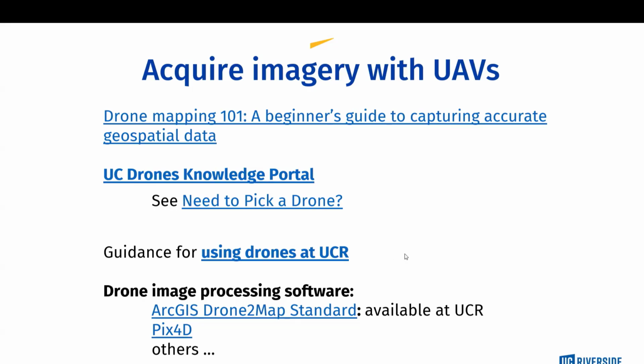Once you use a drone and capture imagery with it, that's great. But then what do you do with that imagery? How do you make it into something usable for you? So there are software that take care of that for you. And at UCR, we have a lot of ArcGIS products, and one of them is ArcGIS Drone to Map standard. So that's available at no cost to UCR affiliates. There's another software called Pix4D, and of course, as in most things, there are many other choices for that kind of thing.